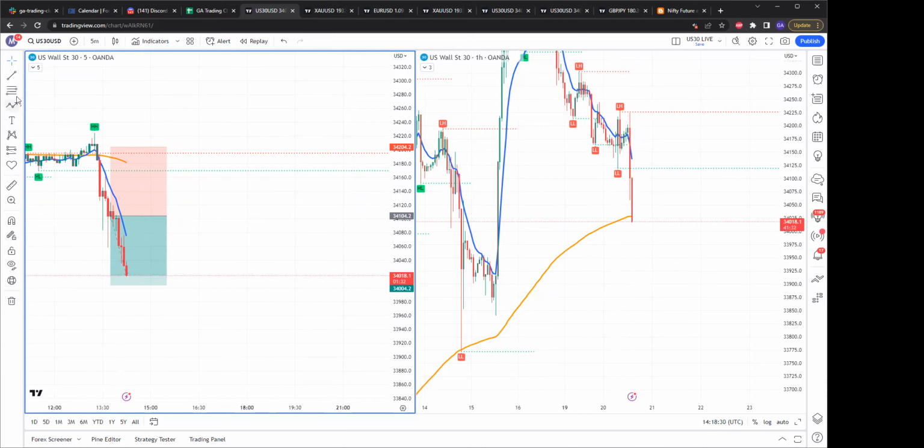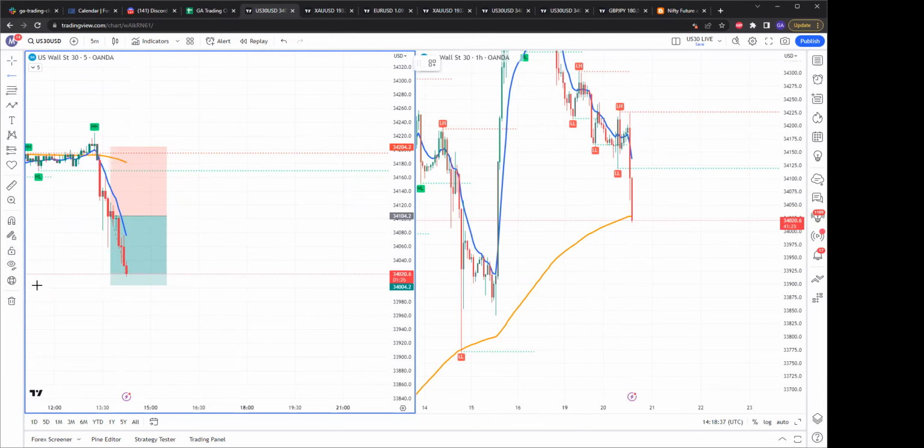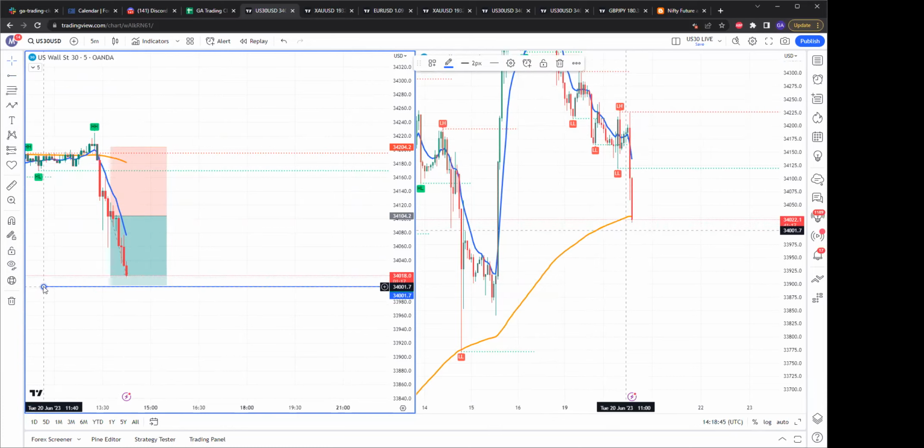And then price is also coming to a key psychological level, right? The 34,000 area right here, 34,000 area. Okay, so, oh man, hold on.